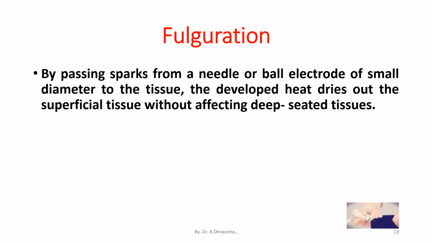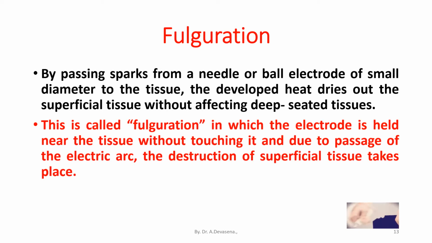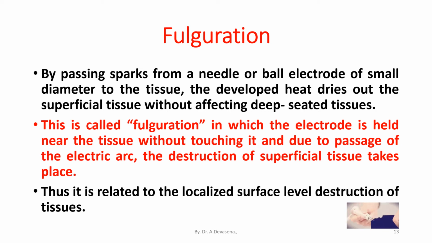Fulguration, by passing sparks from a needle or ball electrode of small diameter to the tissue. The developed heat dries out the superficial tissue without affecting deep-seated tissues. This is called fulguration, in which the electrode is held near the tissue without touching it, and due to passage of the electric arc, the destruction of superficial tissue takes place. Thus, it is related to the localized surface level destruction of tissues.